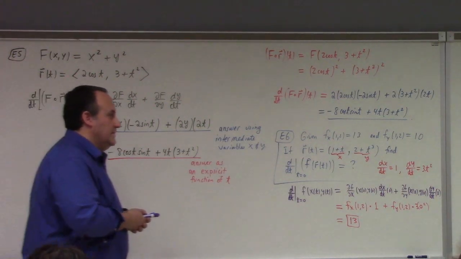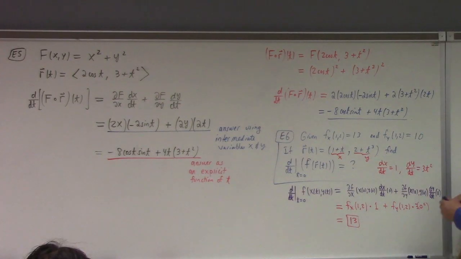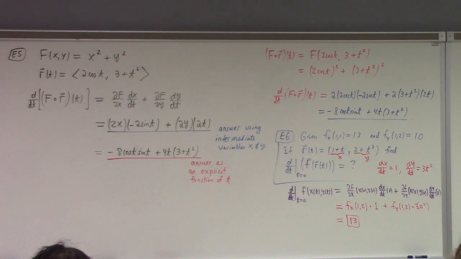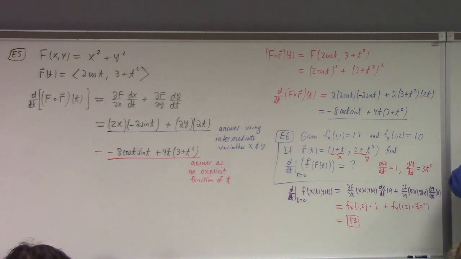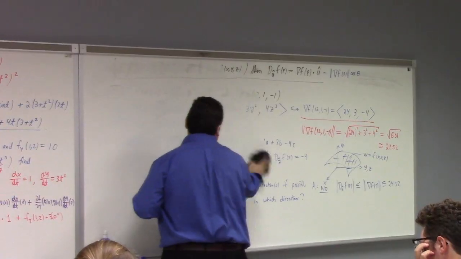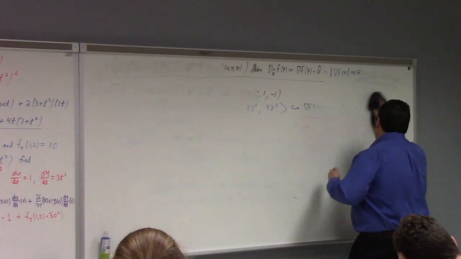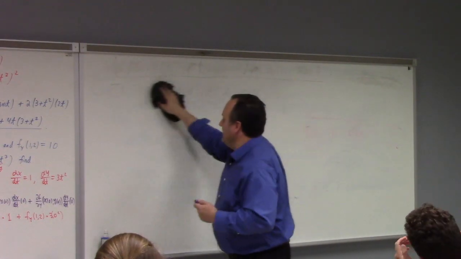Yeah? Okay, so this is the chain rule for a function of 2 variables evaluated at a path in 2 dimensions. What do you think the chain rule looks like for a function of 3 variables evaluated at a path in 3 dimensions? Let me write it out, and then I'll tell you another notation for it.